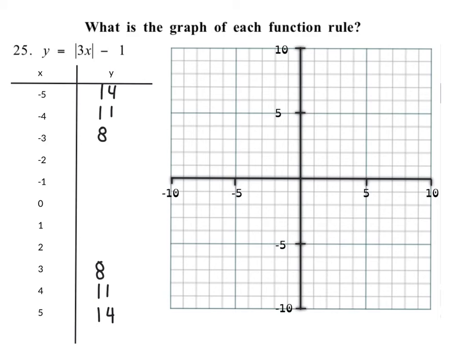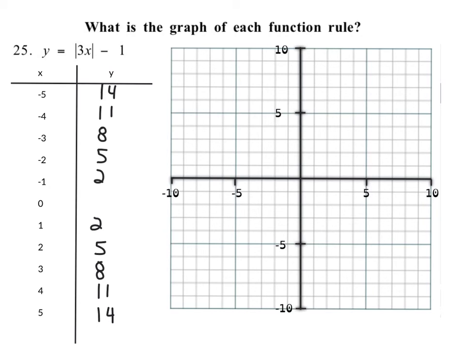But plugging in -2 here, -2 times 3 is -6. Absolute value of that is 6. 6 minus 1 is 5. And it's the same thing with 2 and -2: 5. Okay? -1, if we plug it in, times 3 is -3. And absolute value of that's 3. 3 minus 1 is 2. And we'll get that same number for 1.